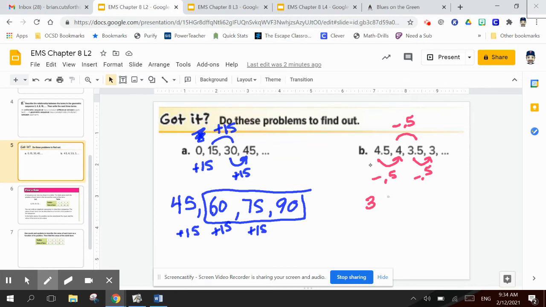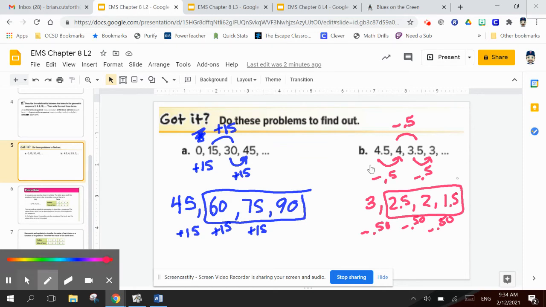sequence starting with 3 and taking away 0.5. So if I take away 50 cents from $3, I get $2.50. If I take away 50 cents from $2.50, I have $2. If I take 50 cents away from $2, I get $1.50. There's the next three numbers in my sequence.